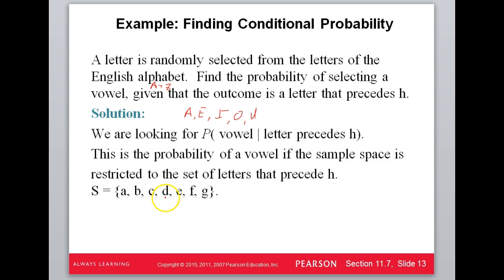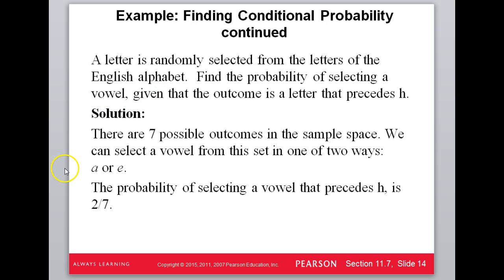So the only things that show up there are A and E. I is after H. O and U are after H. So these are the only outcomes that could possibly happen given what we're working with. So that means our probability is just the 2, A and E, the 2 possible vowel outcomes out of the 7 letters that precede H in the alphabet. So 2 out of 7.